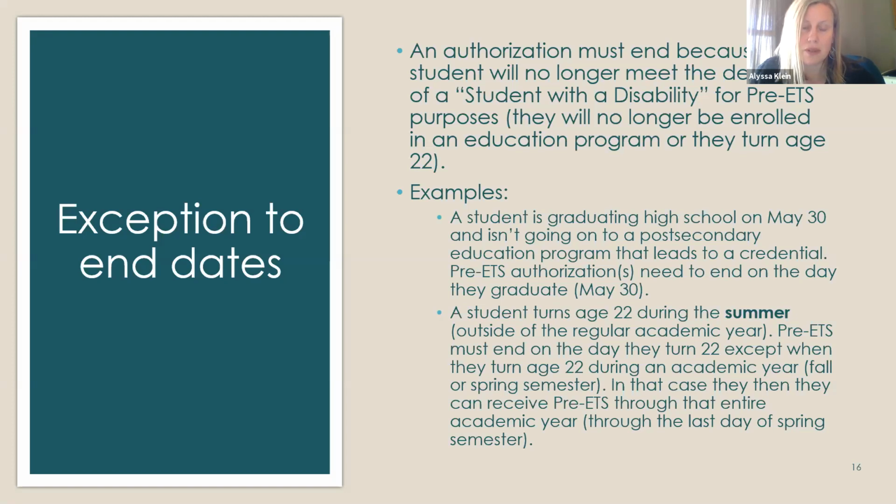The second example is a student who turns age 22 during the summer outside of a regular academic year. In that case, pre-ETS must end on the day they turn 22. Keep in mind, however, that if they turn age 22 during a regular academic year, they can receive pre-ETS through that academic year. So in that case, a pre-ETS authorization would need to end on the last day of school for that academic year.